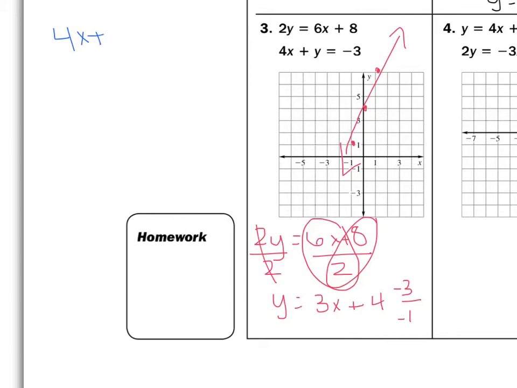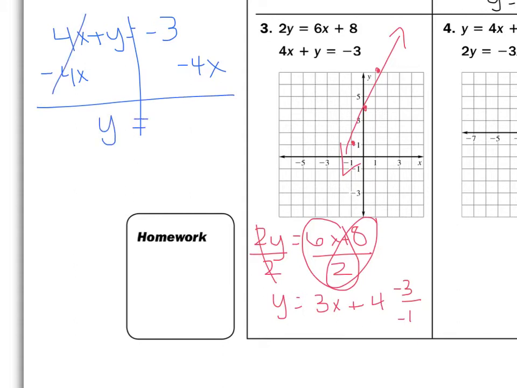4x plus y equals negative 3. I'm going to subtract 4x from both sides. That's actually going to do that for me because I'm left with just y equals negative 4x minus 3. So it's going to cross at negative 3, but this one's going to have a slope of negative 4 over 1 or 4 over negative 1.